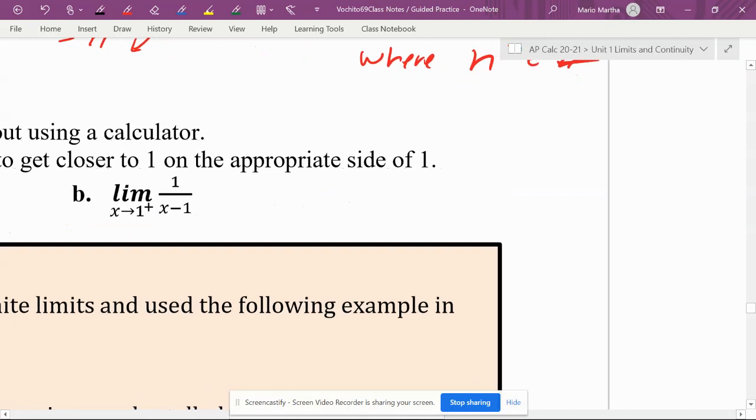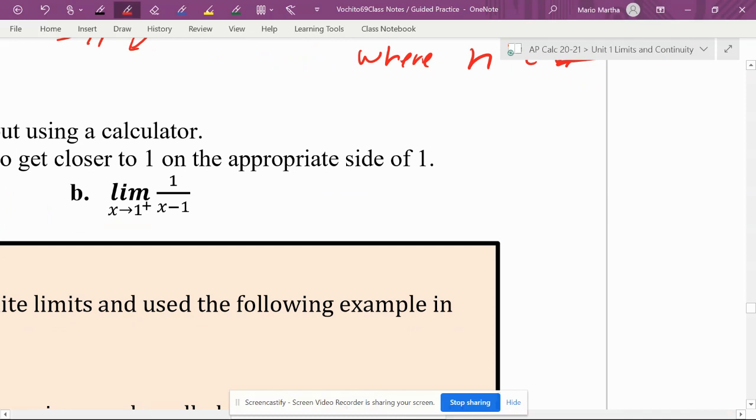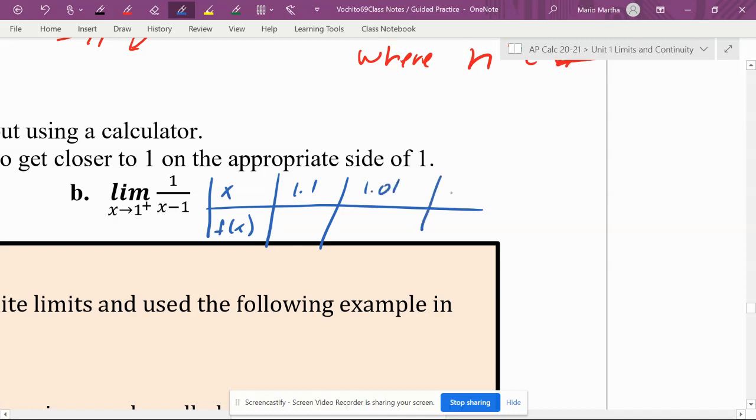If you look at B, you're going to be doing the same thing. You're going to make a table, with x and then f of x at the bottom. But this time we're going to come in from the right side, so we're looking for values that are bigger than 1. So 1.1, and then a little bit closer, 1.01, and then a little bit closer would be 1.001.